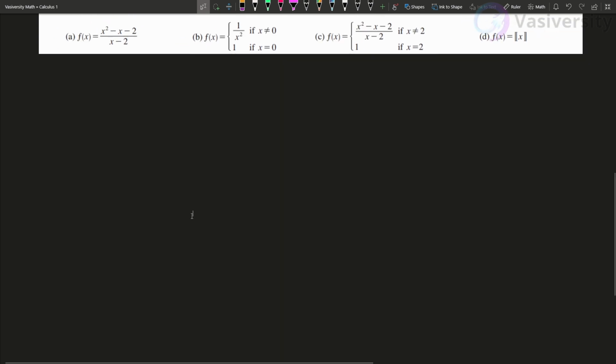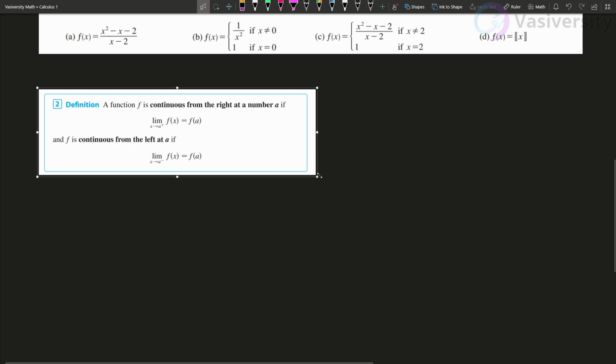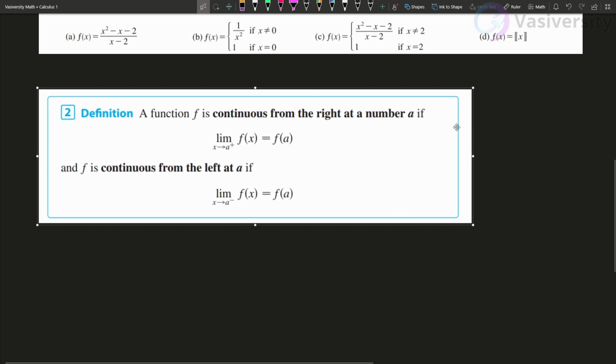We can also have a definition that a function is continuous from the right at the number a if the right limit equals the function value. Same thing, f is continuous from the left if the left limit equals the function value. Let's give one more definition.